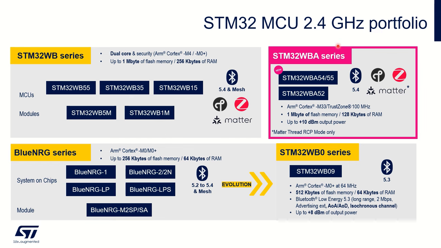And now we are releasing the new series. We call it the WBA series. This is moving to a smaller geometry, a 14 nanometer technology. Here we have different subfamilies, the WBA52 and the WBA54 and 55. This is also a multi-protocol product in the sense that we are supporting BLE, Thread, Zigbee, and also Matter for RCP mode only. This new series is based on a Cortex M33 with TrustZone running up to 100 MHz, 1 MB flash and 128 KB SRAM. Output power up to 10 dBm.